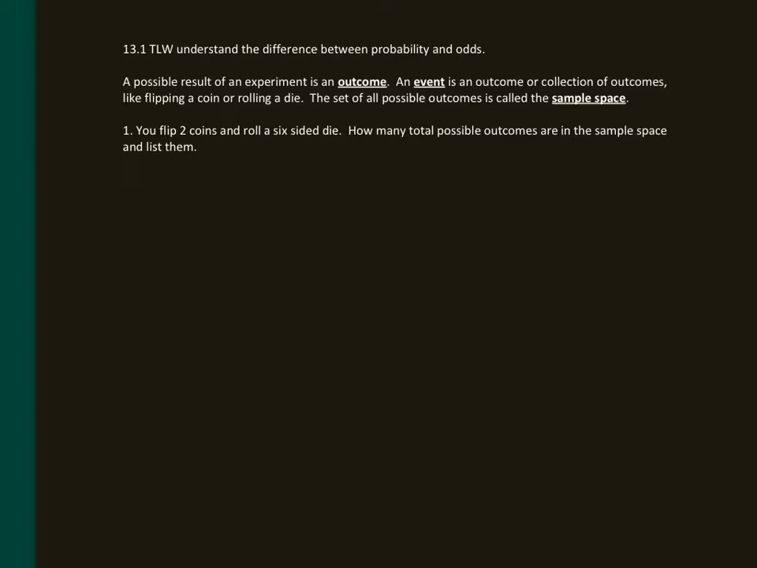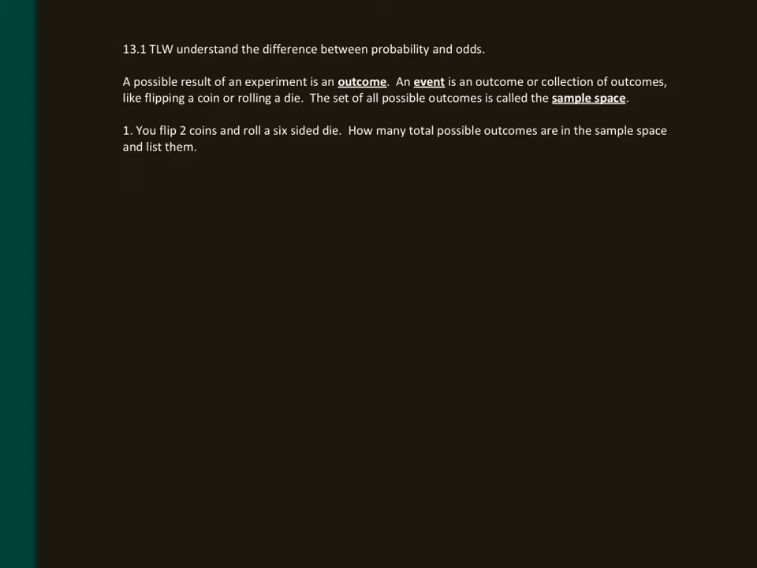You roll a die, there's 6 possible outcomes. You could roll a 1, a 2, a 3, a 4, a 5, or a 6. An event is an outcome or collection of outcomes, like flipping a coin or rolling a die. So if you flip a coin, it's recording how many times you hit heads. That's the event. The set of all possible outcomes is called the sample space.